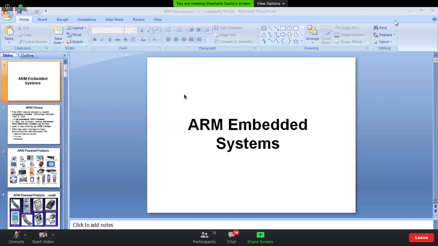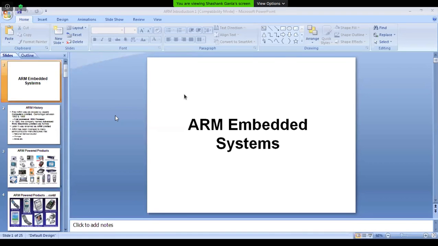So the ARM architecture became popular in the early 90s itself. That was the first commercial RISC architecture released in the 90s. But the real popularity of ARM began somewhere in the mid 90s, maybe 95, 96, or probably like that, with what we call the ARM7 architecture.